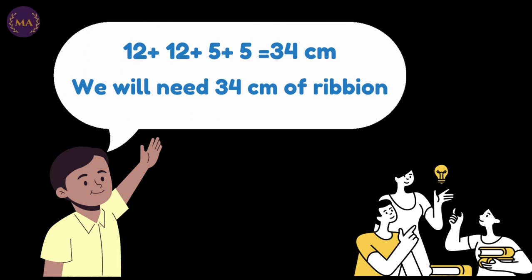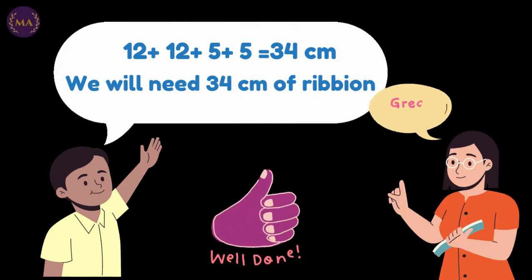Ma'am, since the length is 12 and breadth is 5, if we add all the sides like 12 plus 12 plus 5 plus 5, we get it as 34 centimeters. So I think we will need 34 centimeters of ribbon. Well done. That's a great and a correct answer. Wonderful. So students, what have we seen just now?